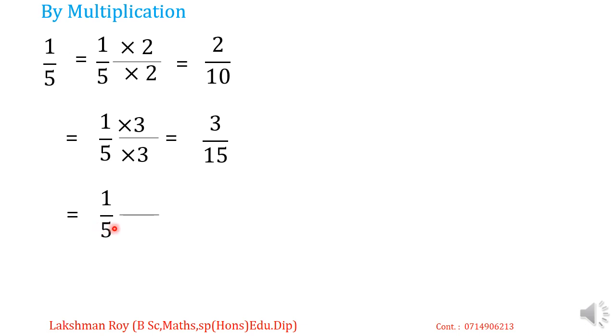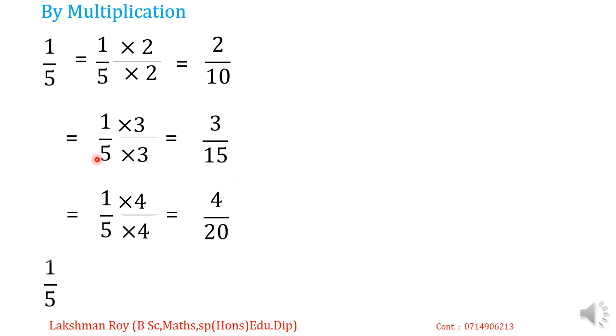1/5 is the fraction. So now I select number 4. Numerator multiply by 4 and denominator multiply by 4. Then I get the answer. 1 multiplied by 4, that is 4. 5 multiplied by 4, that is 20. So that is another equivalent fraction. So I found here 3 equivalent fractions.